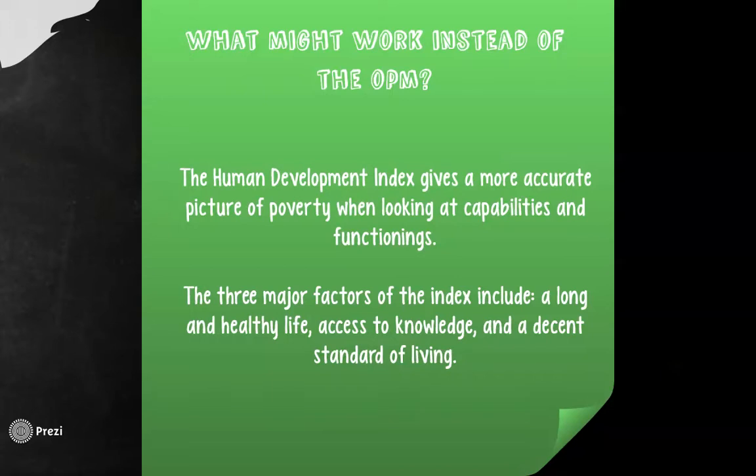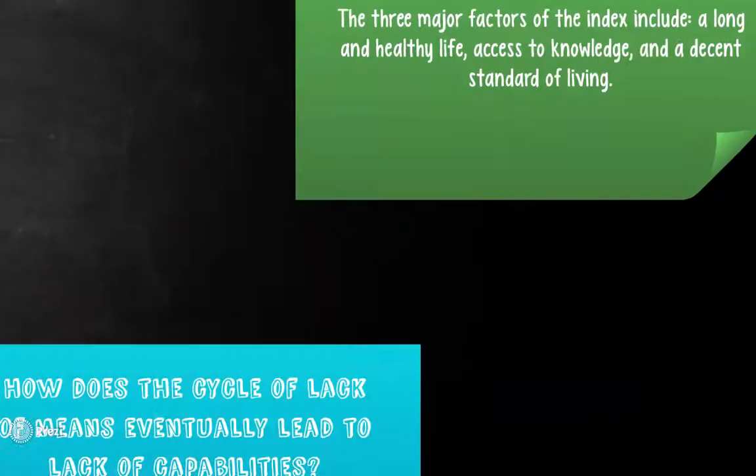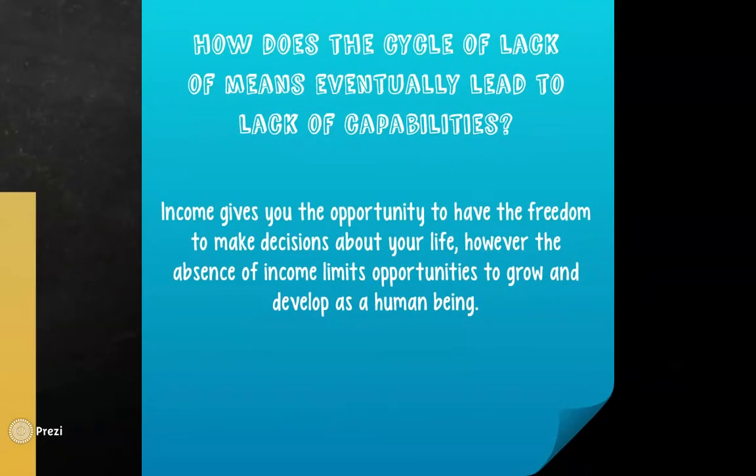This includes the capability to live a long, healthy life if current mortality rates continue throughout his or her life. 2. Access to knowledge. This is critical because one has to have some level of education so that they may have the freedom to decide what to do and who they want to be. And 3. A decent standard of living. Income is necessary to achieve basic needs such as food, clothing, shelter, and utilities. Income also gives you the freedom to do and be many things, while on the contrary, its absence limits opportunities to grow and develop freely as a human being.